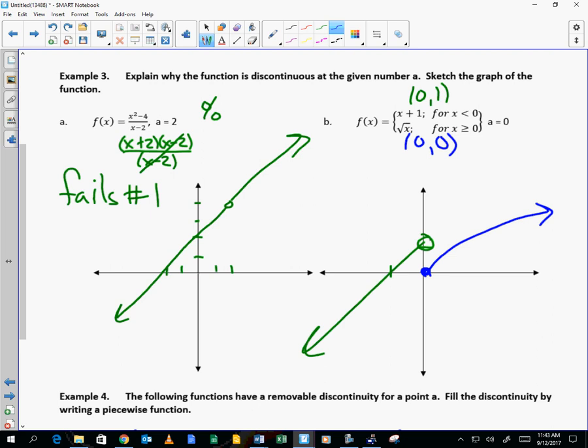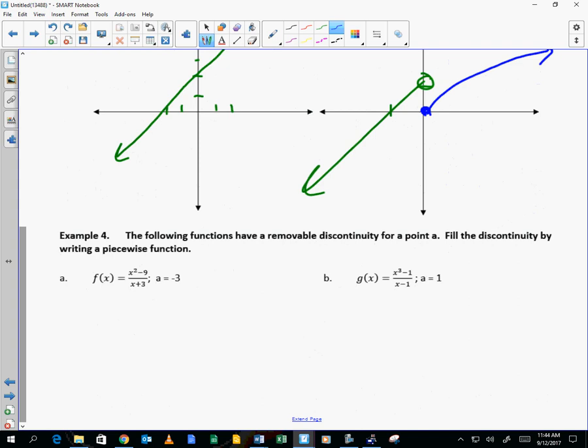So it says that it's discontinuous at 0. Let's check. Does f of 0 exist? What is f of 0? It is 0. Does the limit as x goes to 0 exist? No, it does not. It does not exist because the one-sided limits exist, but because they are different, very good. So it fails number 2. That's all we're looking for.